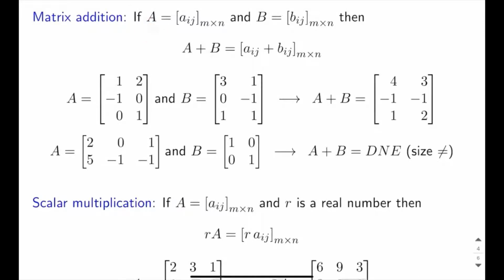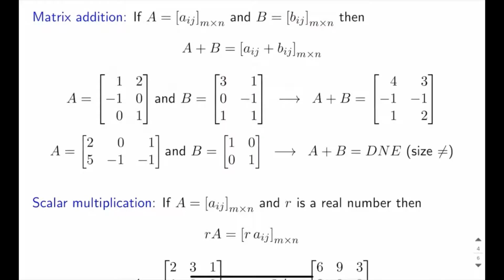If you have 2 matrices of the same size, remember, they've got to be of the same size. Otherwise, you won't be able to perform the matrix addition. Adding 2 matrices is in fact just adding the corresponding entries on the same row and the same column. So for example, if you have the matrix A here and the matrix B, they are of the same size, 3 by 2, 3 by 2. So you can add them.